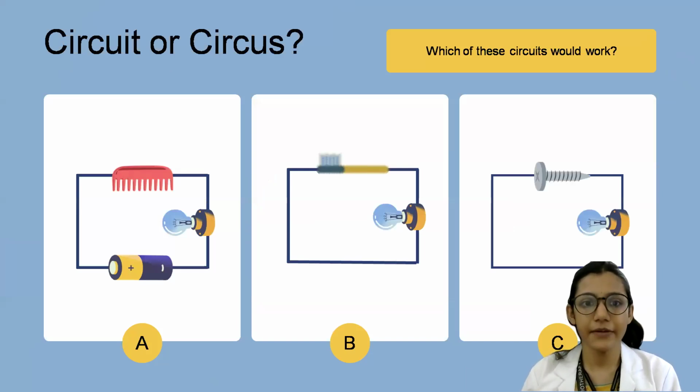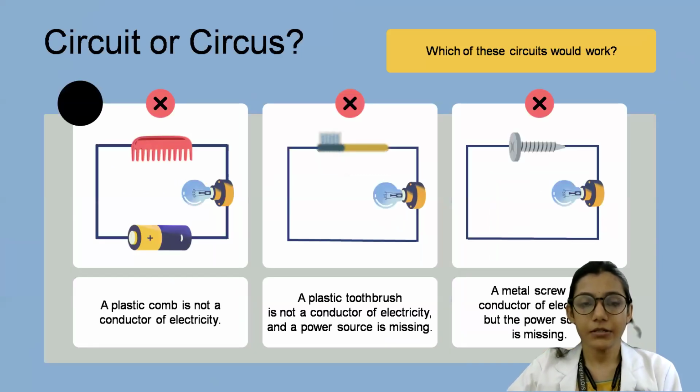So the first is having a comb, a battery and a bulb. The second one is having a brush and a bulb. And the third one is having a metal nail and a bulb. So A, B and C, we will see which one of these will work. So I would say none of these will work.